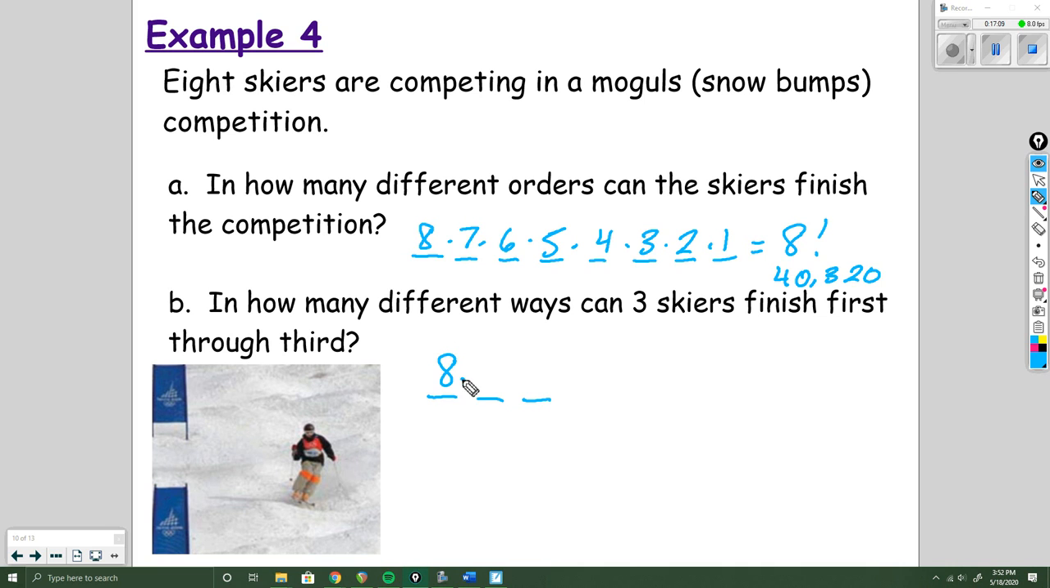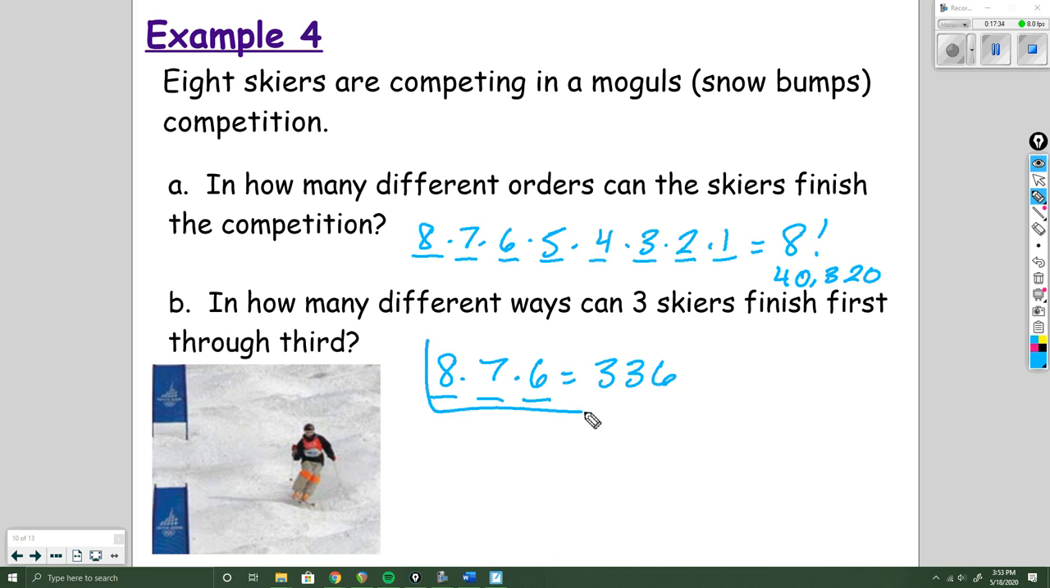There's 8 different people that could finish first. Once that person finishes first, there's only 7 that could finish second, and then 6 that could finish third. And then that's it. That's all that we're concerned about. We're not concerned about those other places. So in this case, there's 336 different ways that those 8 skiers could finish first through third.